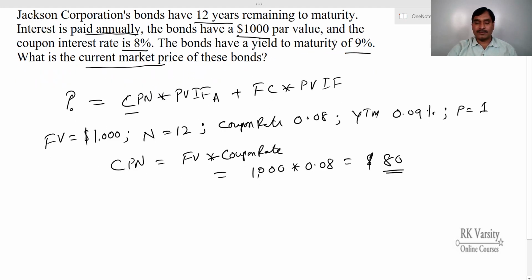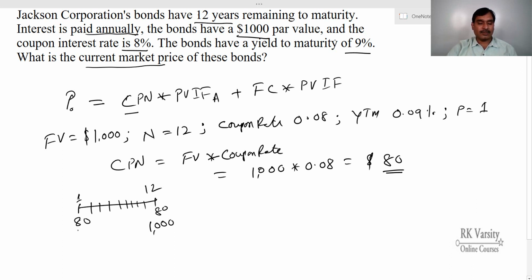Now this bond pays you coupons for 12 years. Beginning from year 1 to year 12, every year it makes you a coupon payment of $80. And at the end of the 12th year, along with the coupon payment of $80, the bond will repay you the face value of $1,000. So this gives you two hints.